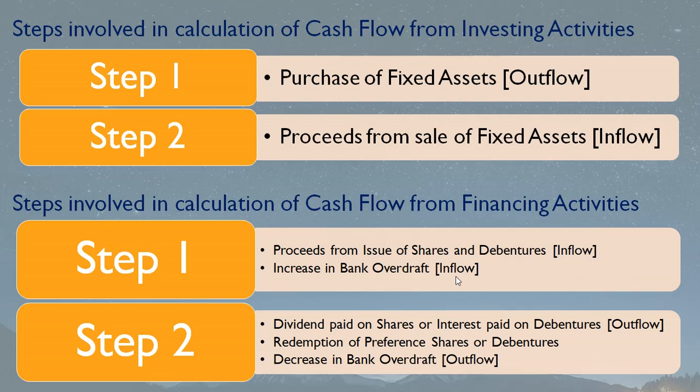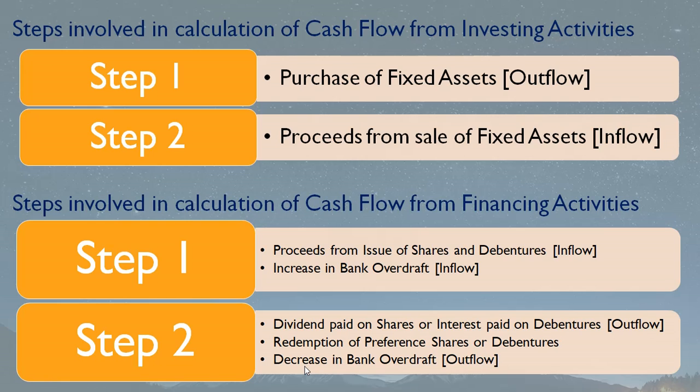Okay, and when you make payment to the shareholders in the form of dividend, it is your outflow. When you pay dividend to shareholders, it is your outflow, because the cash goes out. And when you redeem preference shares or debentures, it is called outflow, because the money goes out. Okay, and when the bank overdraft is decreased, it is also called outflow.